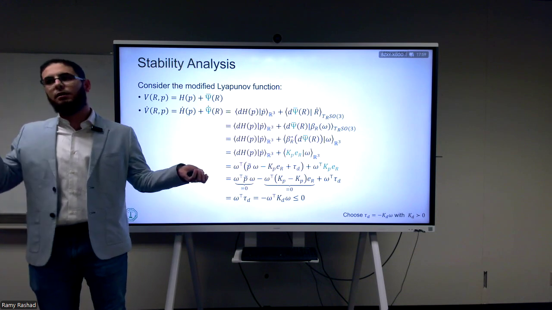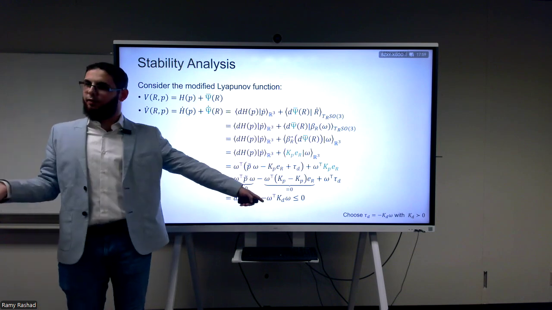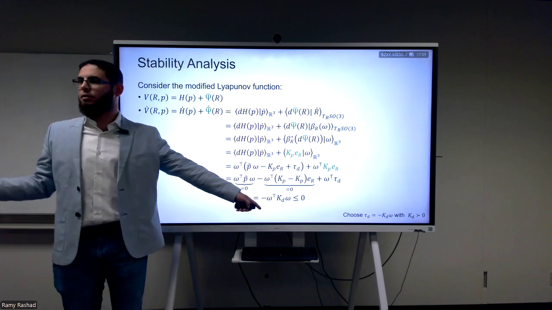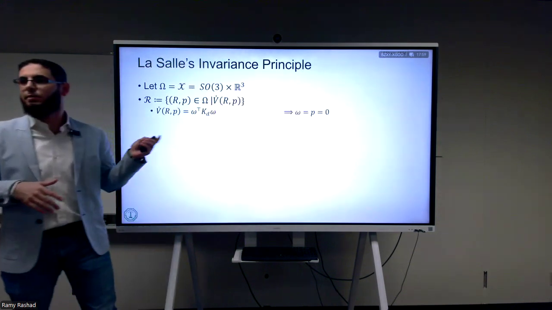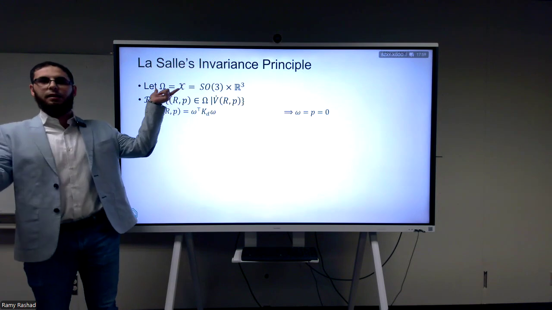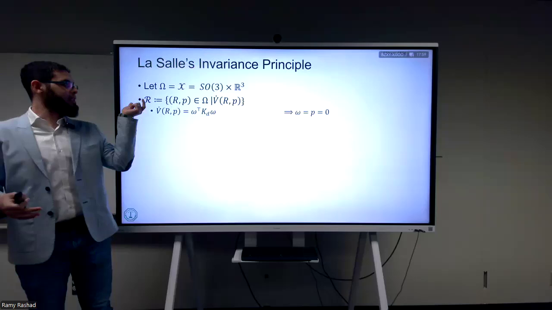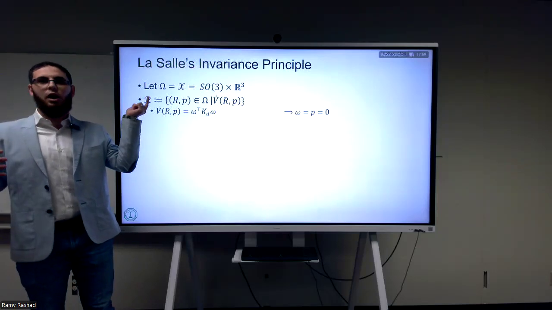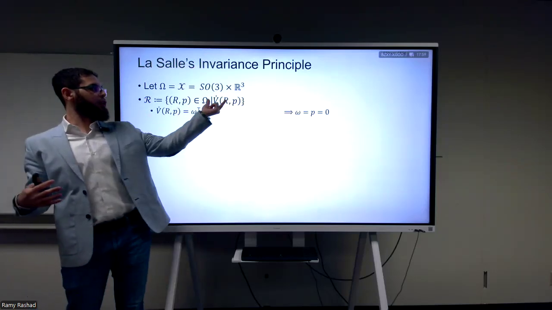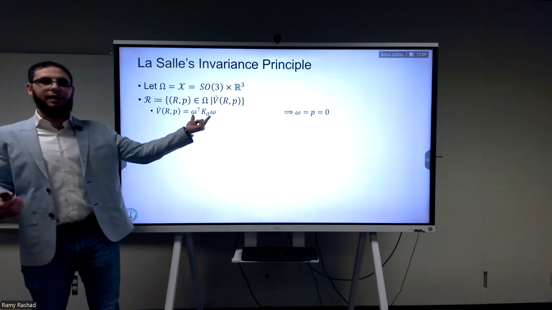We have stability, but we don't have asymptotic stability. Why? Because this is still semi-definite, negative semi-definite. How can we proceed? LaSalle's invariance principle. So LaSalle's invariance principle tells us, let's choose this capital omega to be all of the state space. Let's look at the set R in the state space that has V dot equal to 0. Sorry, this should be V dot is equal to 0. And the V dot was given by this expression.